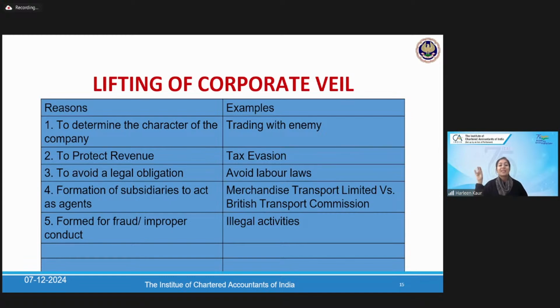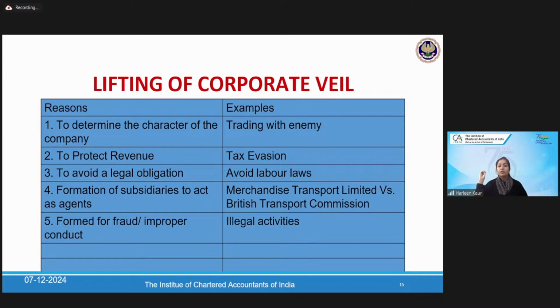Thank you so much. So protecting revenue means if you are earning huge profits, you will be required to pay the taxes to the government. And if you're trying to do any kind of tax evasion, you're trying to hide the taxes, you're trying to do frauds with your profits so that you don't have to pay tax to the government, then also the corporate veil can be lifted. So we call it to protect the revenue, means to protect the government's revenue. There should not be any interference with the government's revenue. Then also the corporate veil needs to be lifted.